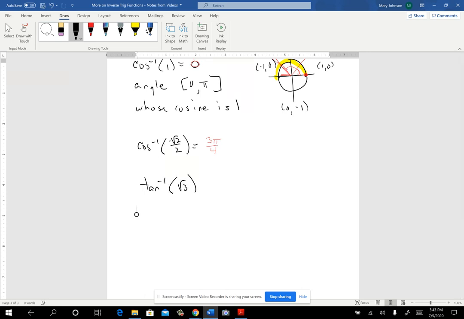Now for this, you have a little more calculating to do. You have to think about where it would have come from. You do need to think that tangent came from the sine divided by the cosine. Okay, so you need the angle.